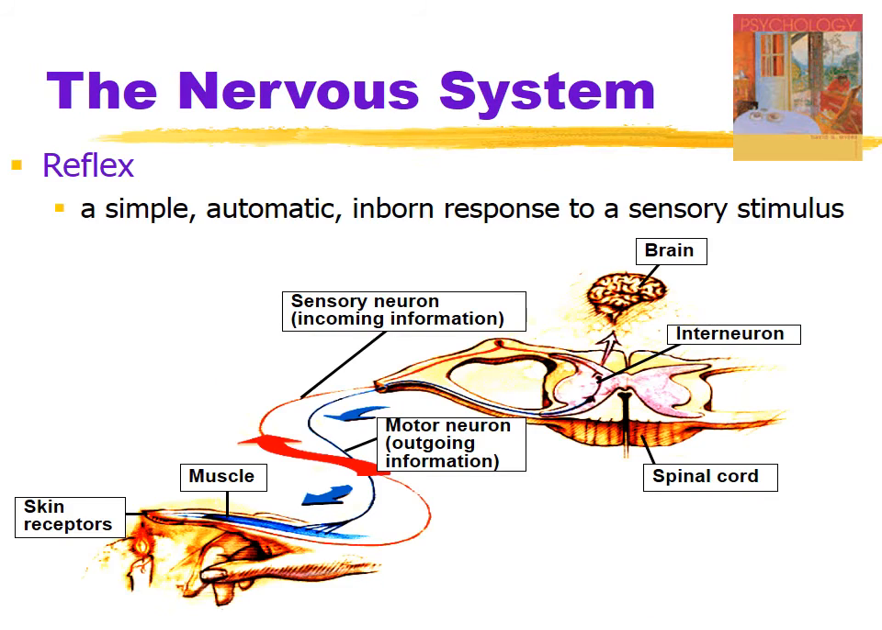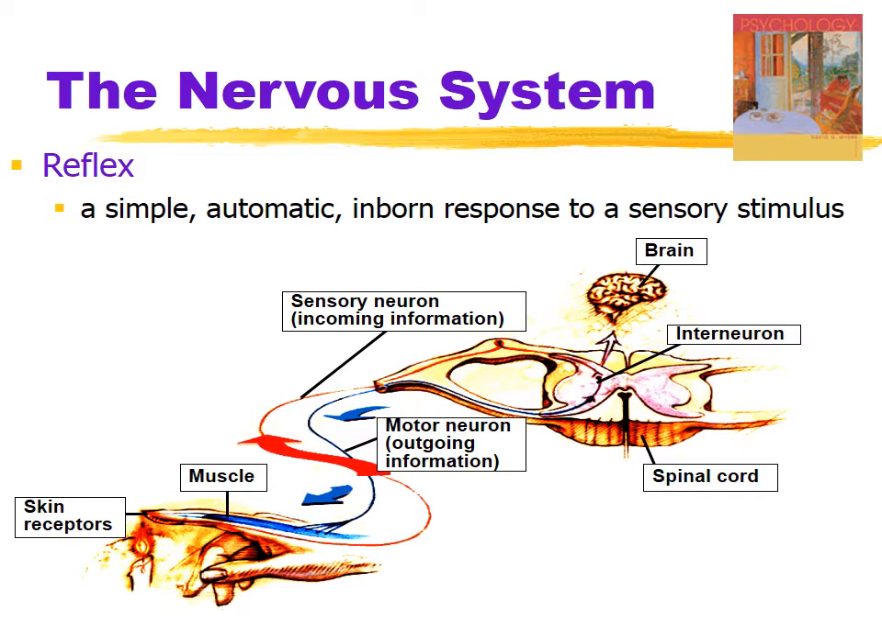A reflex does not require a brain. A reflex is an automatic inborn response to a sensory stimulus. So I put my hand on a hot item, immediately withdraw my hand. I don't have to make a decision because the spinal cord only has to receive that heat information and will automatically, for me, withdraw my hand. I don't need my brain to make that decision.